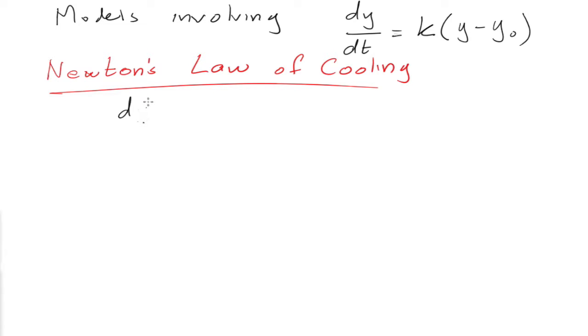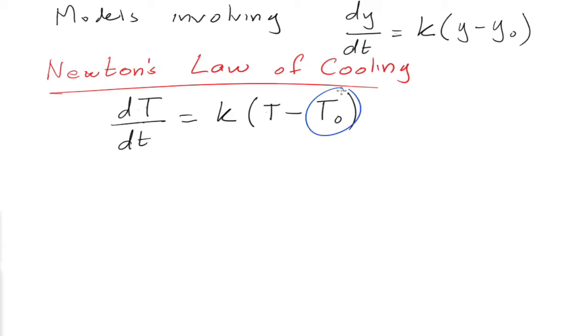All right, so let's write this down. Let's put it in terms of T. So it's basically this same model. We have k and then T minus T naught. Here, be a little bit careful. This T naught is the ambient temperature.